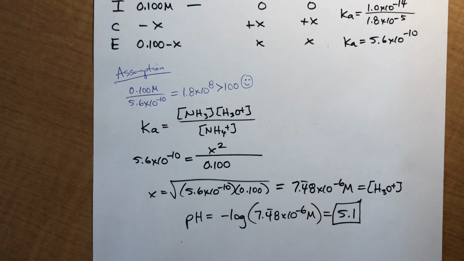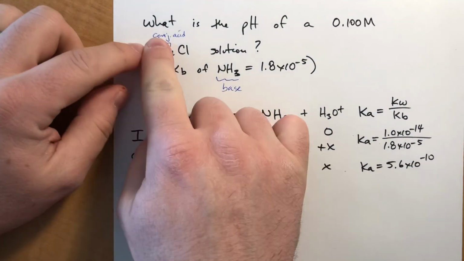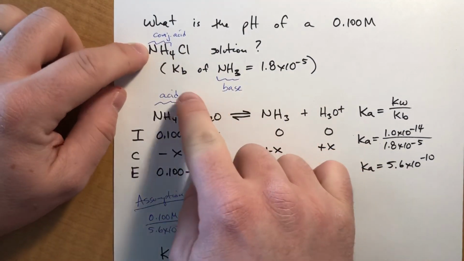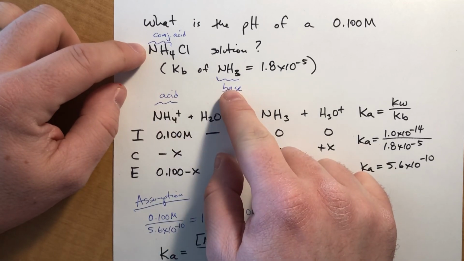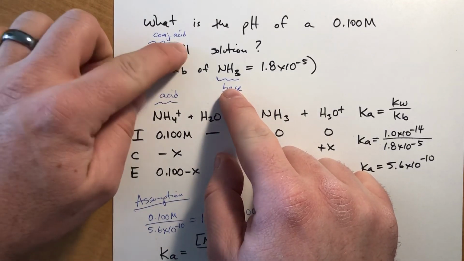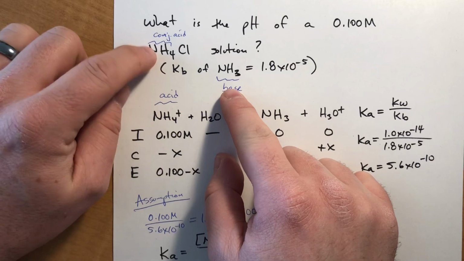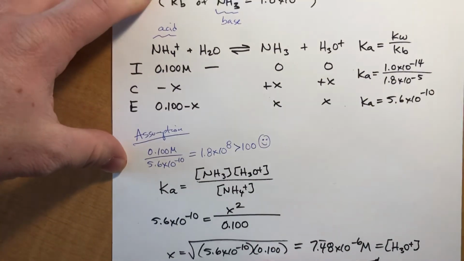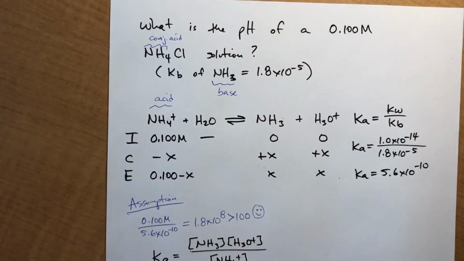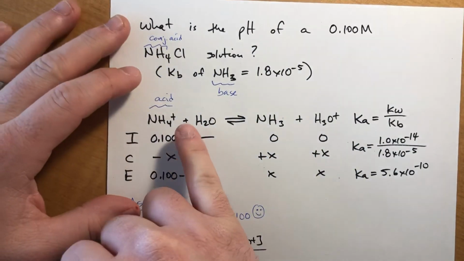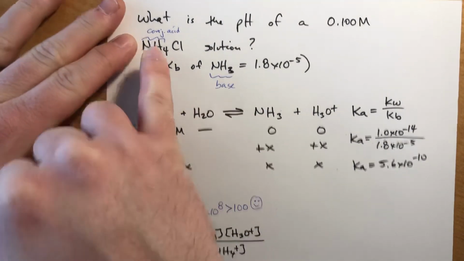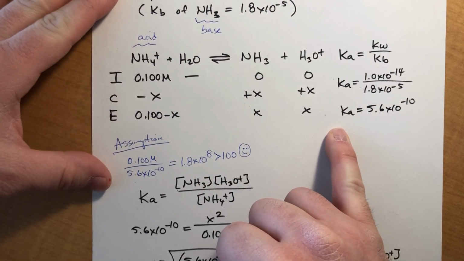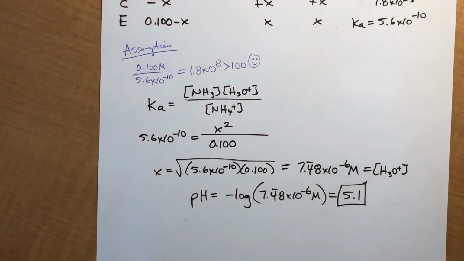The trick on these is seeing what you have and how that compares to the information given. So we have a Kb of NH3. We don't have NH3, but we do have NH4 plus, which is its conjugate acid. Then treat the problem as such. So the extra step compared to any of the previous ice method problems is you have to realize that this is an acid, and you're also going to have to solve for Ka. The rest of this is identical.